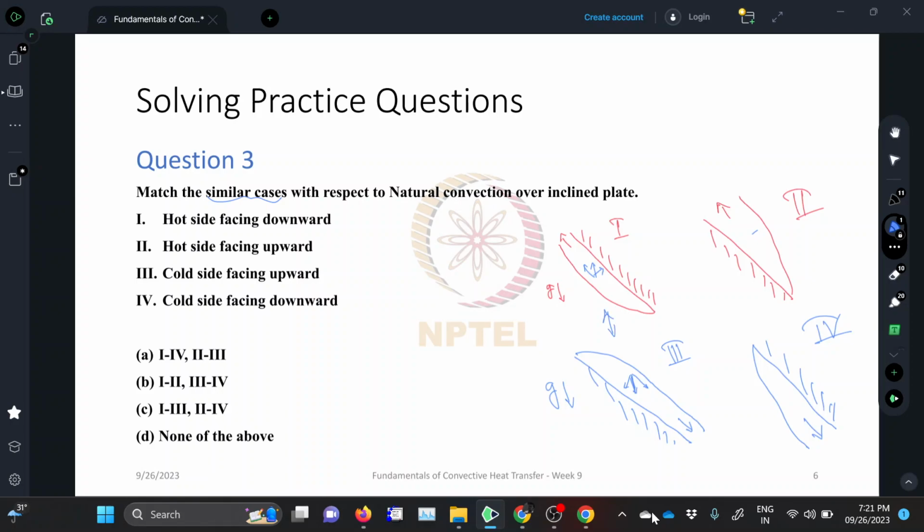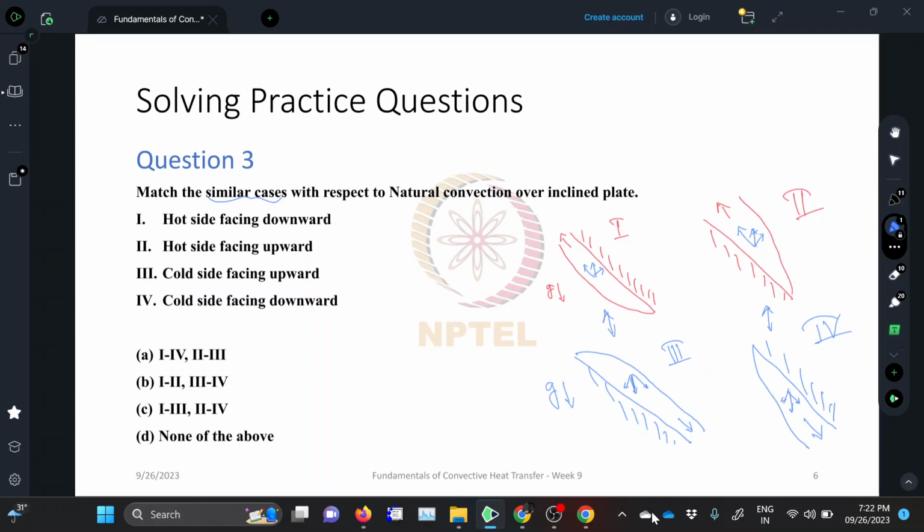And if we move to case 2 and case 4, we can see that here the upward motion can be split into two components, one along the streamwise direction and the other one away from the plate. So the boundary layer thickness grows. And the same thing happens for case 4 as well. So that's why 1, 3 and 2, 4 are physically similar. The physics of the problems are exactly the same.